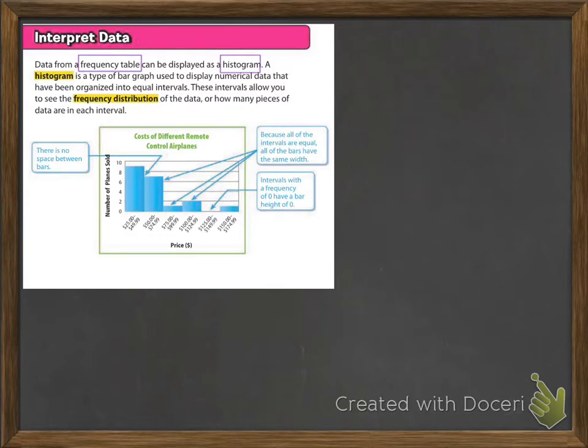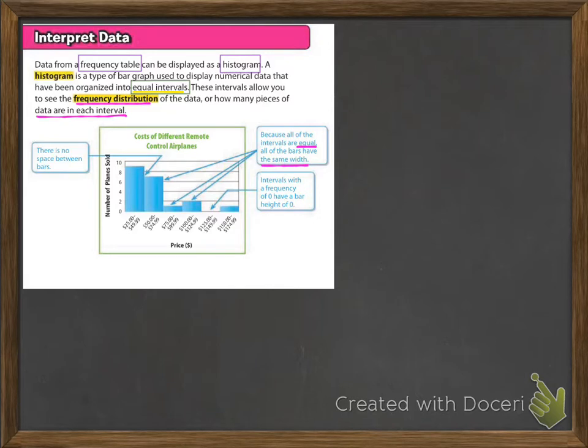That's very, very important right there. So I put a box around it, and maybe even just a little line under it. These intervals allow you to see the frequency distribution, that's important, of the data, or how many pieces of the data are in each interval. So remember, they have to be equal intervals. That's very important. So over here to the right, they've noted because all of the intervals are equal, so once again, there's that equal, all of the bars have the same width.